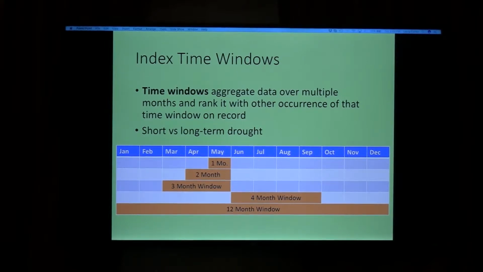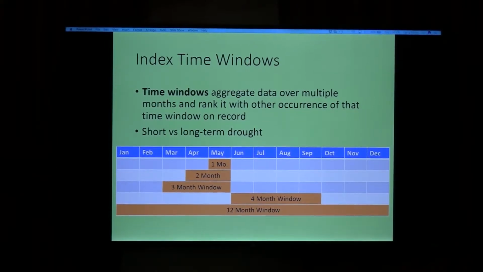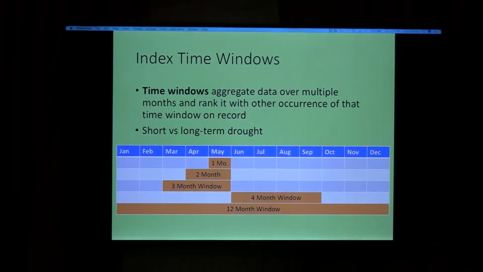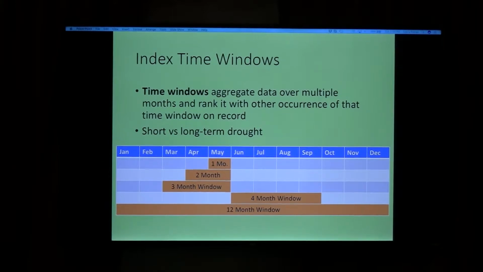If we wanted to look at the monsoon season, we could use a 4-month window during the month of September, which would capture data back to June, so you would capture the entire monsoon season, and then it would rank it to all other 4-month September windows on record. And what we were looking at before was a 12-month window.